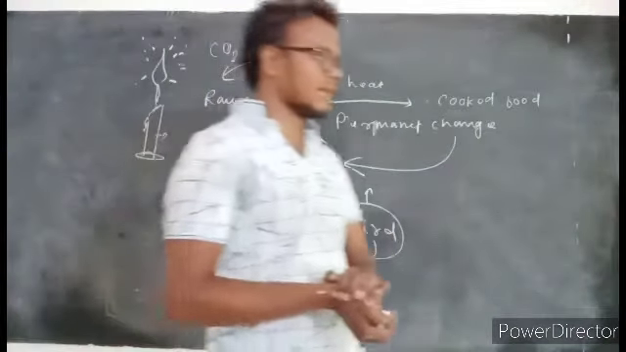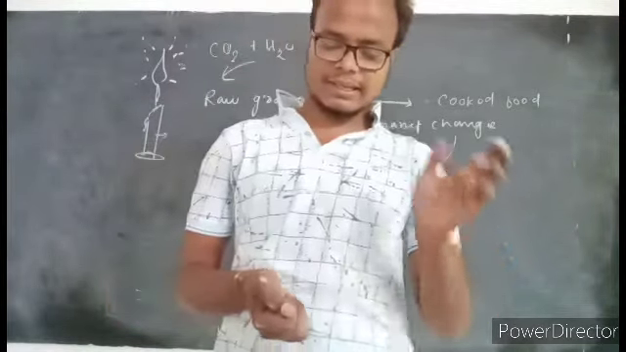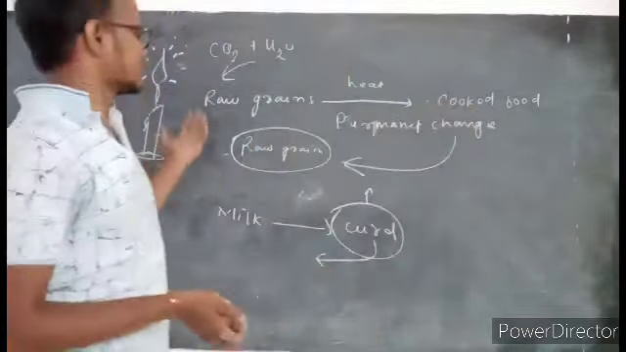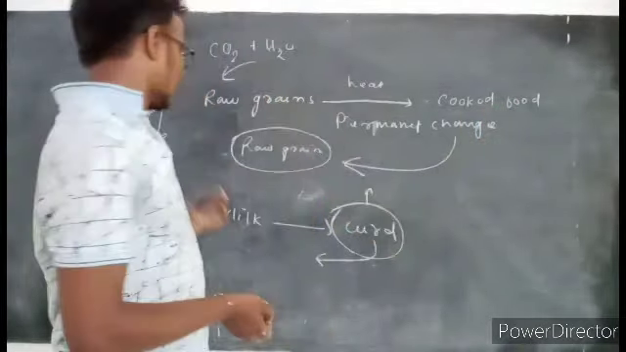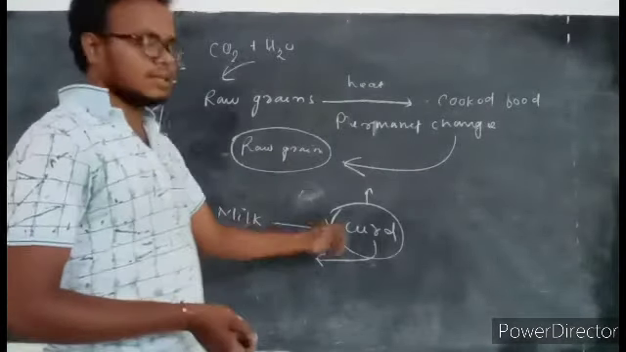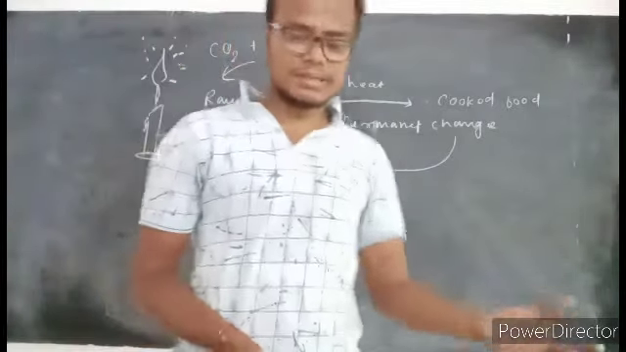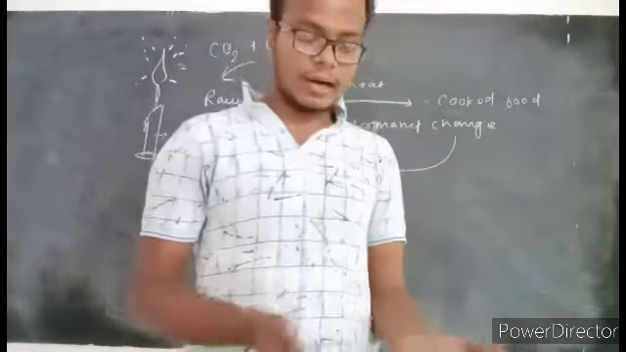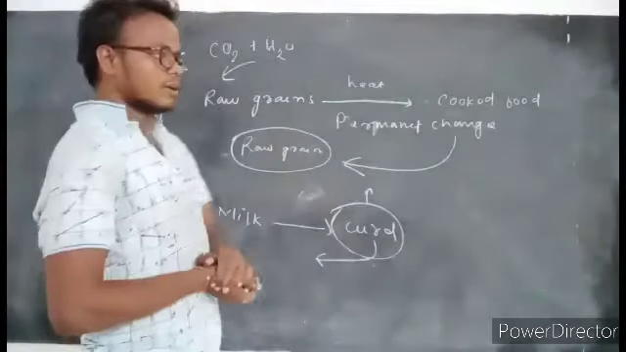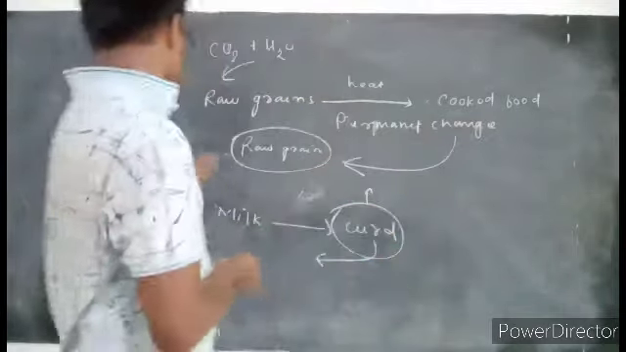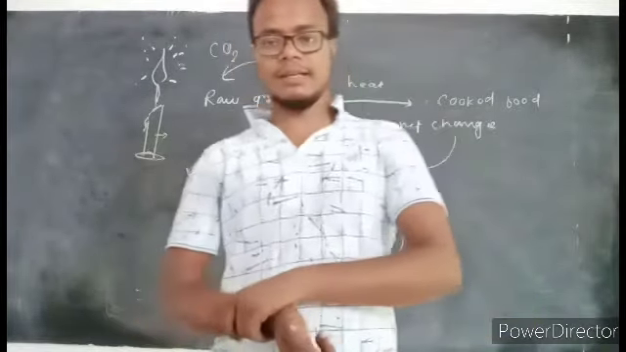So the first concept of this class is that chemical change is a kind of irreversible change. There are so many examples on your blackboard. Cooking of raw grains is an irreversible change. Again, conversion of milk into curd is an irreversible change. Burning of a candle is an irreversible change, and ripening of fruit. Okay, you have a guava, and when it gets ripened, then we cannot get a raw one. That's why ripening of fruit is also an irreversible change.